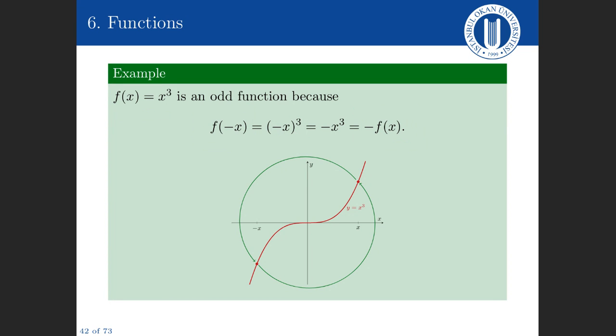In terms of pictures, what does an odd function mean? It means we can take the graph and rotate it 180 degrees about the origin, and we have exactly the same graph. Anytime you see a graph that we can rotate 180 degrees and still have the same graph, you have an odd function.